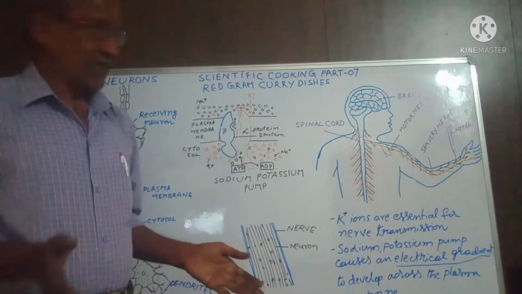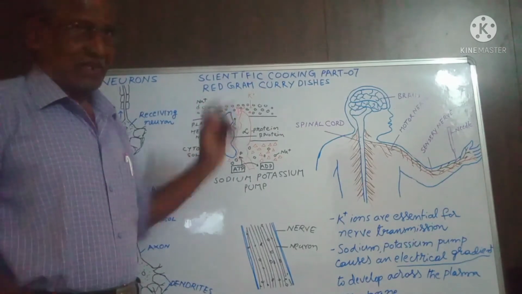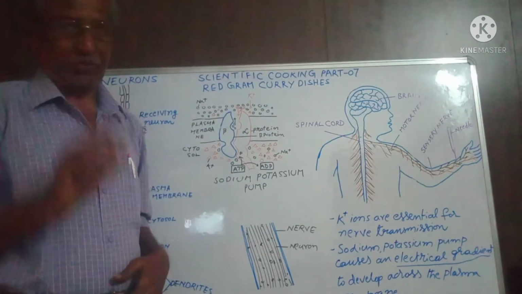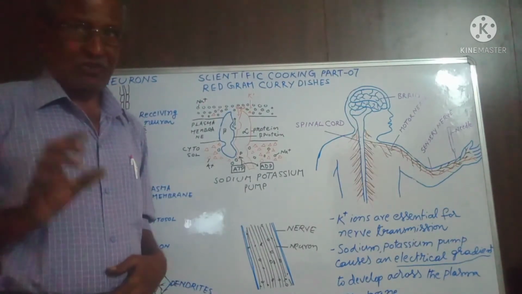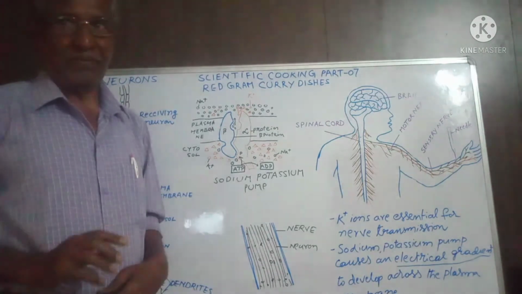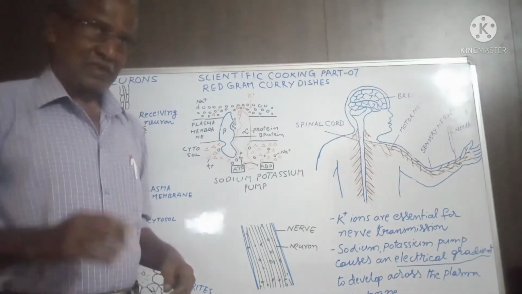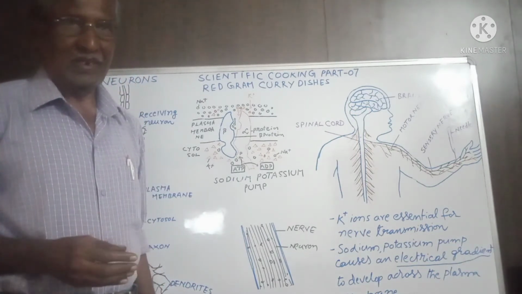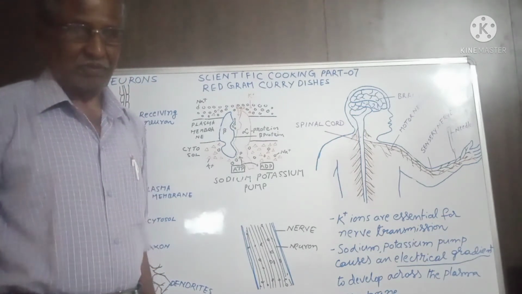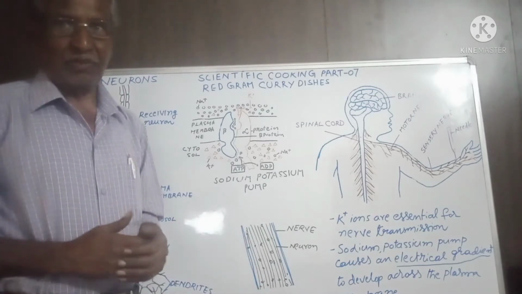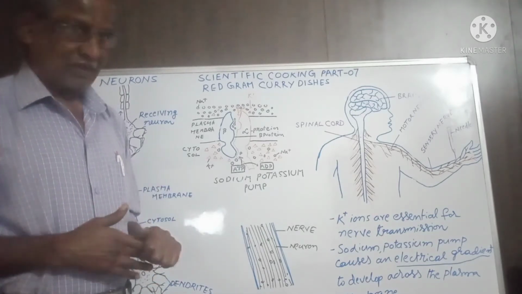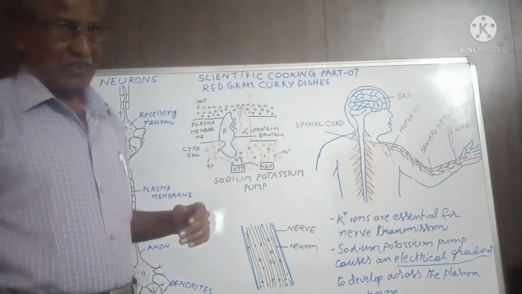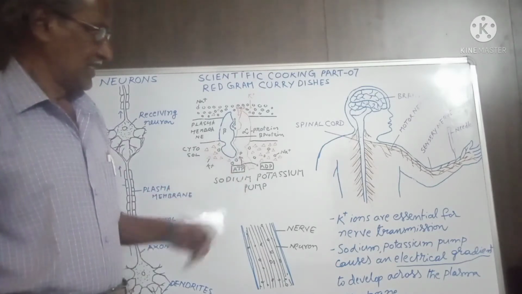For preparing red gram curry, we use potatoes. Potatoes contain a high amount of potassium. Tubers and banana also have a high amount of potassium. What is the use of potassium ion for our body? Let us see.